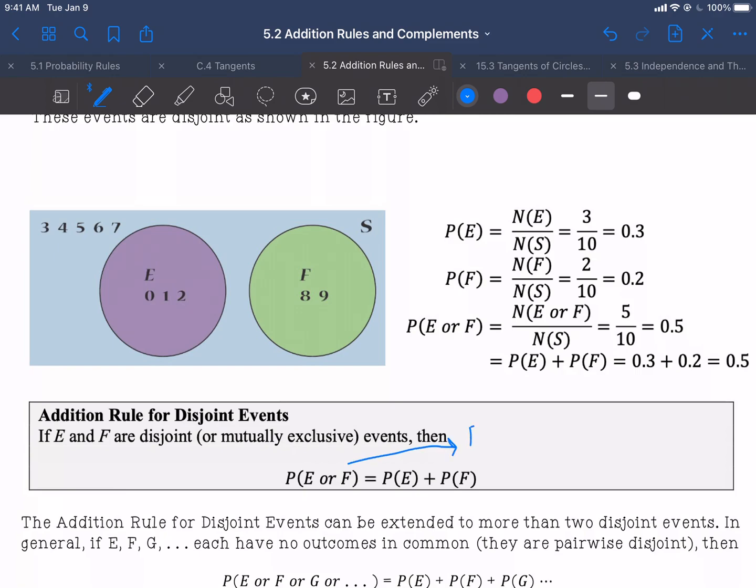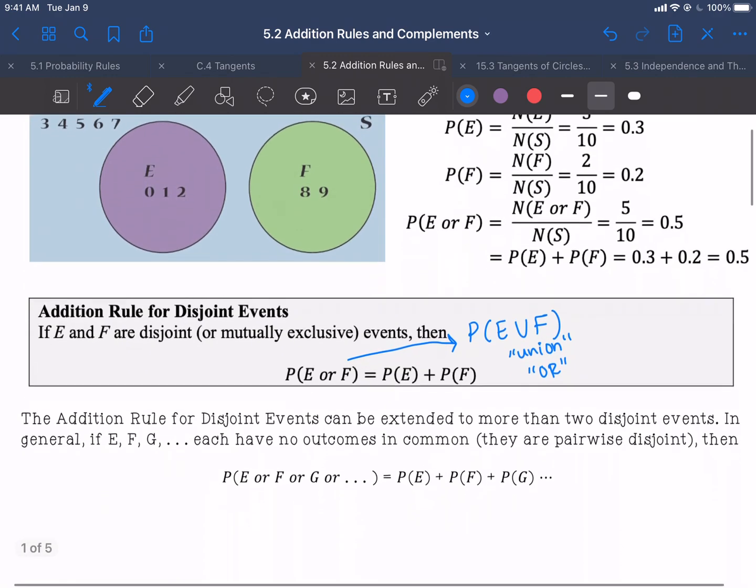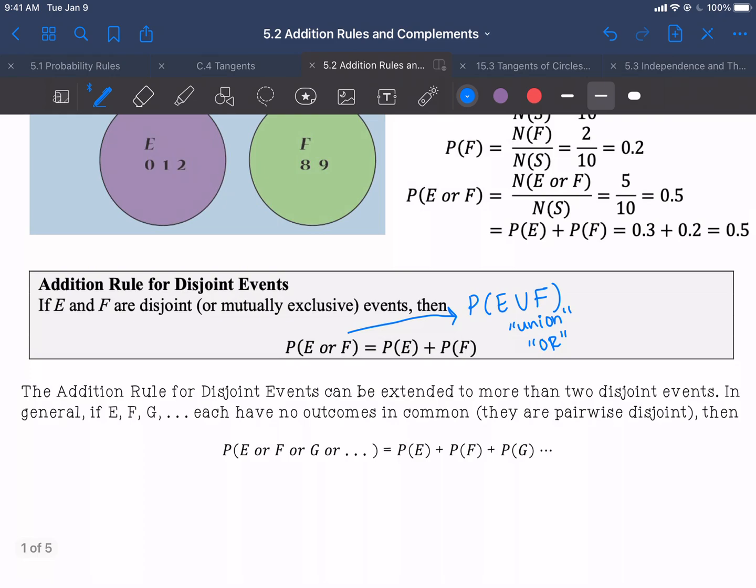The notation for this is a union symbol. Okay, so that is a union symbol. It means or. In addition to that, if you have multiple disjoint events, you can add more than 2 disjoint or mutually exclusive events. You just have to make sure all of them have no outcomes in common.